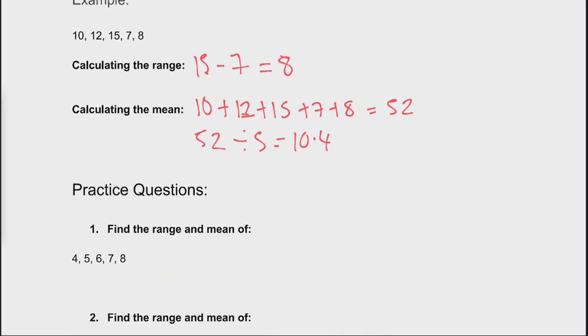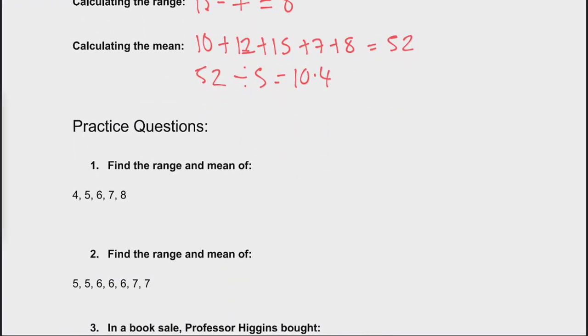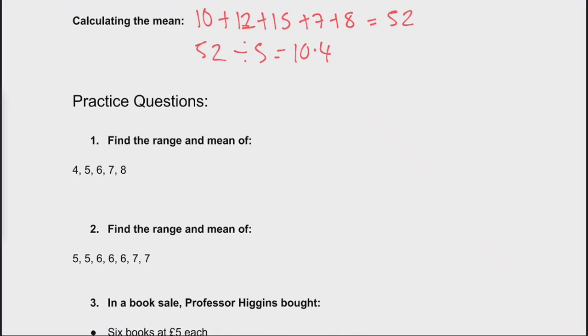Okay, so now let's go on to some practice questions. So you can pause and have a go and check your answers. Okay, so the first question is to find the range and the mean of this distribution. 4, 5, 6, 7, and 8. So the range, we want to find the largest minus the smallest number. So for the largest number, we have 8. The smallest number, we have 4. So 8 minus 4 is going to be 4. And that is going to be our range.